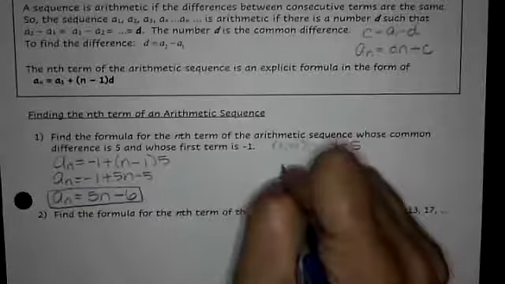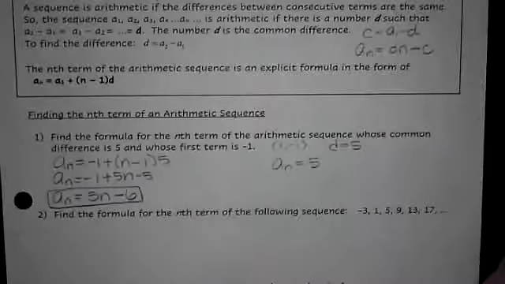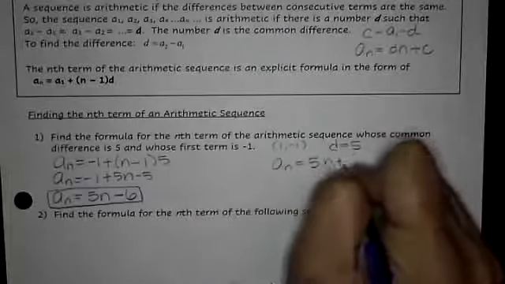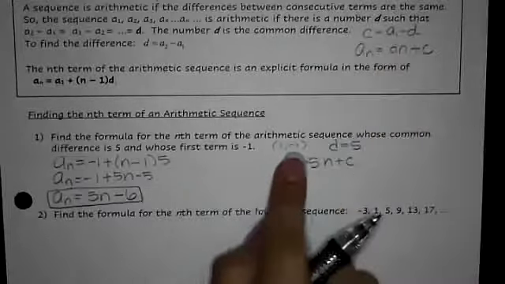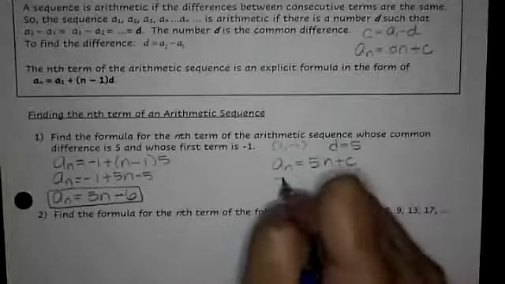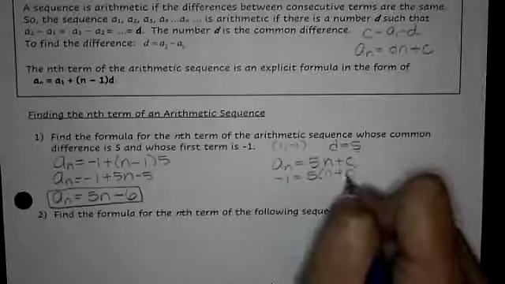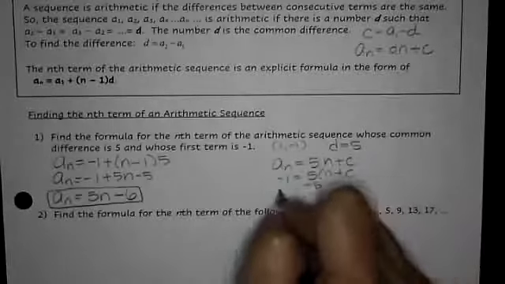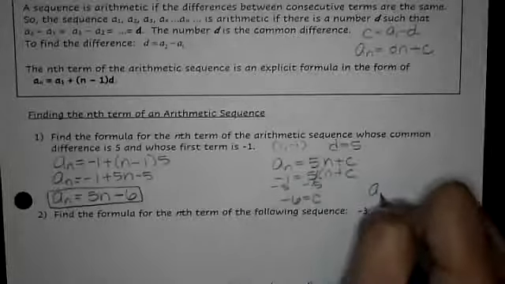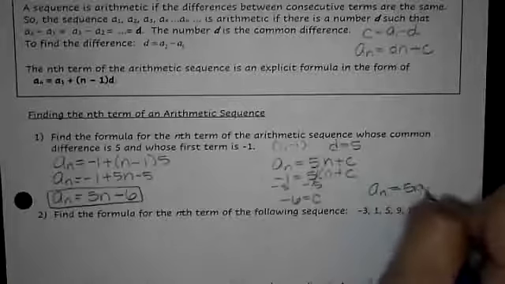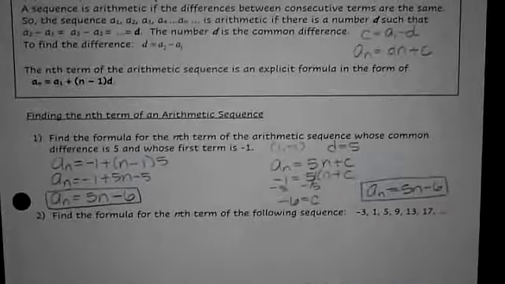I'll go ahead and show you because you've seen the other way in Algebra 1. So we would plug in our 5 for our D and plus C. So I'm showing you this one right here. We have this one point. -1 was the term when it was the first term. So I put 1 for the n plus C. I subtract this 5 to get it to the other side, and I get -6 is equal to C. So we get A sub n equals 5n minus 6. So there's another way of writing it.